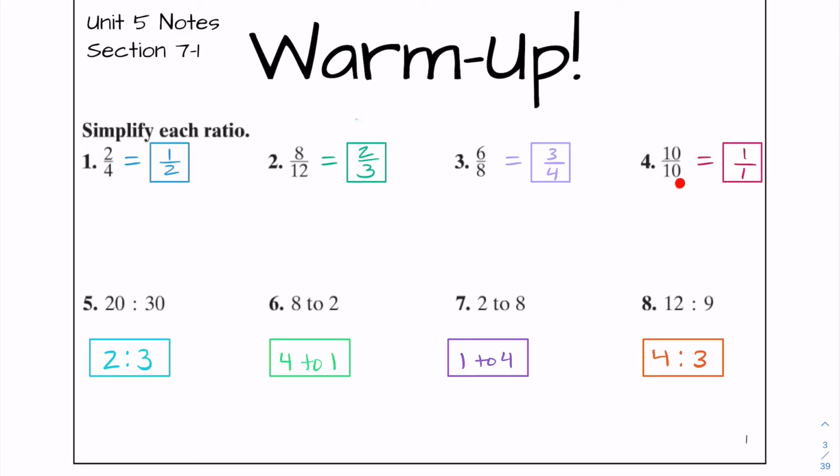You'll notice I wrote 10 over 10 as 1 over 1 instead of just the number 1. The reason for this, the directions are asking you to simplify each ratio. In ratios, you don't normally just use the number 1 or the number 2. You normally say 1 to 1, 1 to 2, 2 to 1, kind of like your Google Chromebooks.